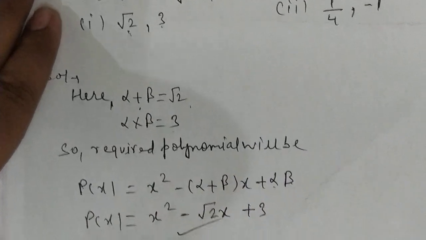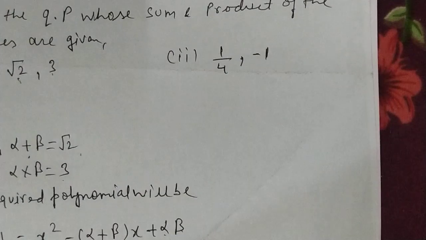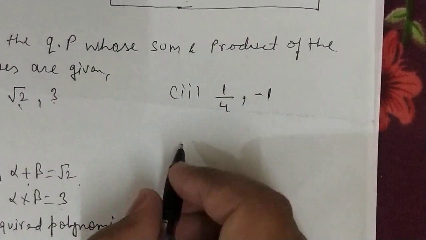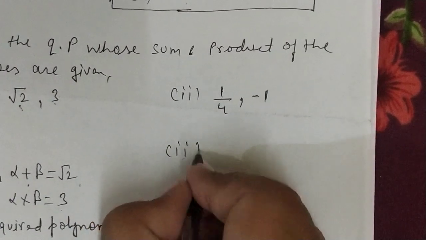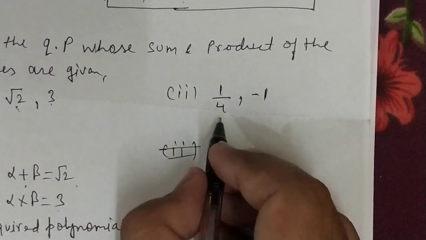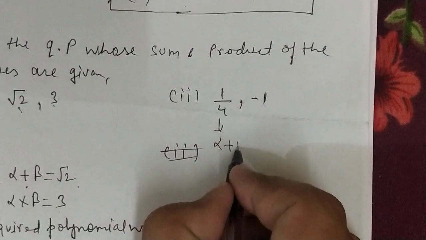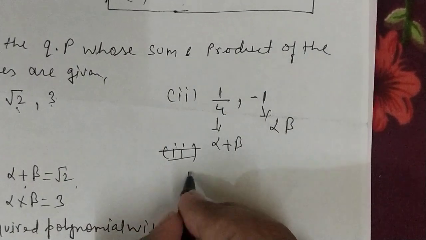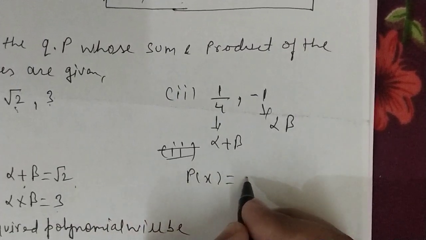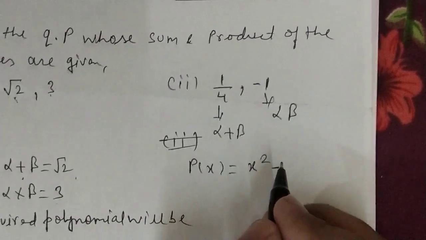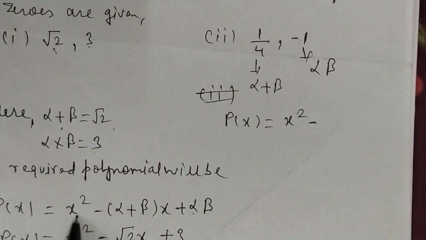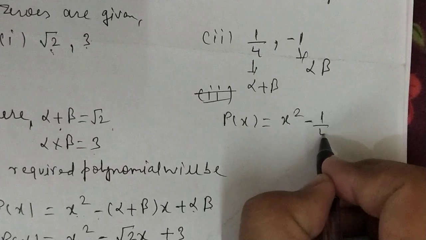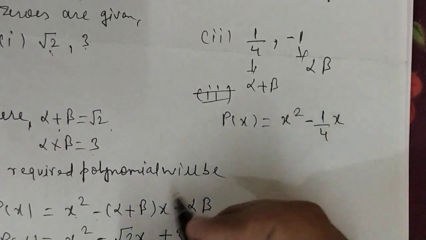This is your answer. You can solve the next question also. What is given in this? This is your alpha plus beta and this is your alpha into beta. So directly you can write the polynomial, using this formula, x square minus alpha plus beta. At the place of alpha plus beta I am writing 1 by 4 x plus alpha beta.